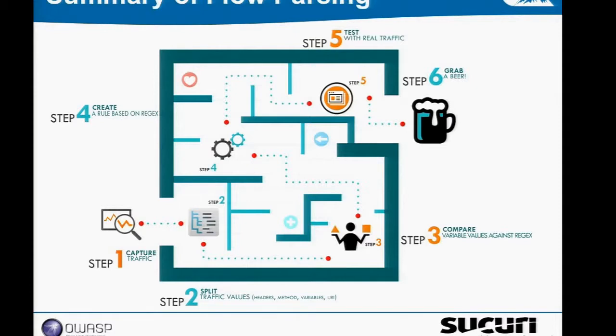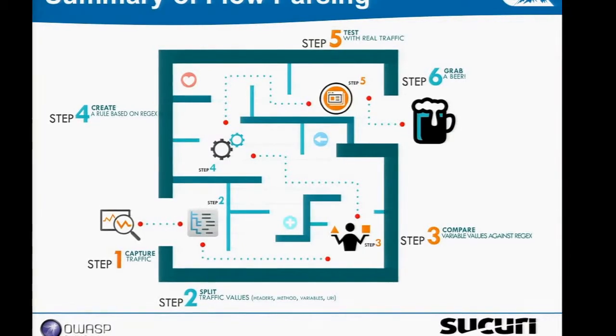Right. And so that's the summary. We capture the traffic, and we split the traffic: headers, variables, all the information you need to work with, and you figure out what you could block, because maybe you could block more stuff than I could. Because we handle like 1,000 different websites, so you cannot block everything because you have a lot of different customers. That's hard. But if you have your own server, you could probably block more things. So you split the traffic. You compare variables against the regex that you create. If you don't have one, you could create a new regex. And so we test with real traffic. And so everything works. So you grab a beer. That's it.